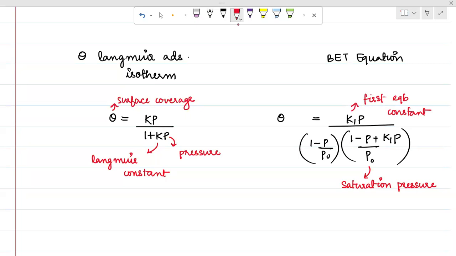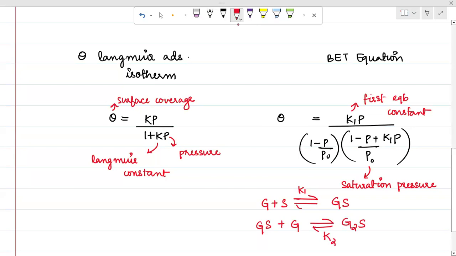Meaning, if you have a gas plus substrate initially, it forms GS, which is in equilibrium, of course, and the equilibrium constant is K1. This is the first step. In the next step, this GS reacts with another gaseous molecule, which is again in equilibrium and forms G2S. This is the second step, and the equilibrium constant is K2. So in BET, what you have is the equilibrium constant for the first step into the pressure of the gas, divided by 1 minus P by P naught into 1 minus P by P naught plus K1P. This is the BET equation.